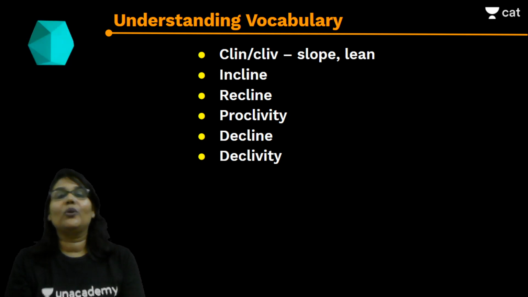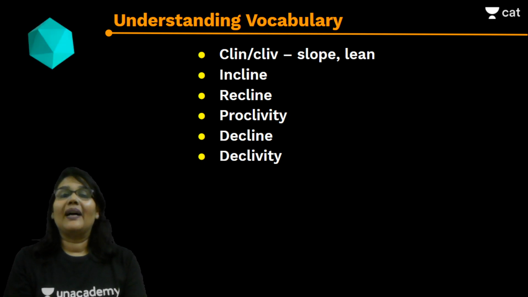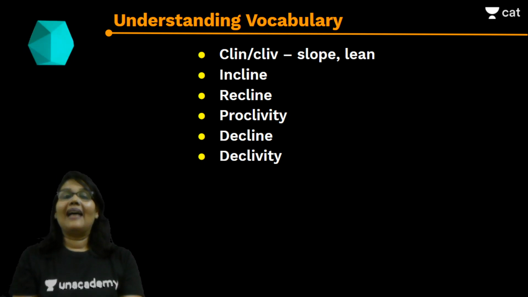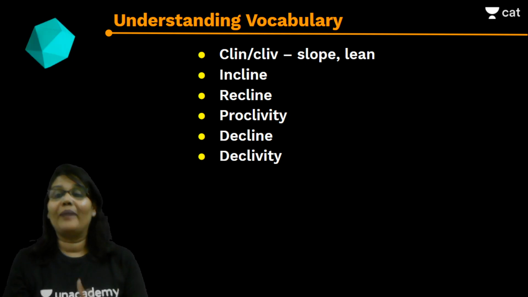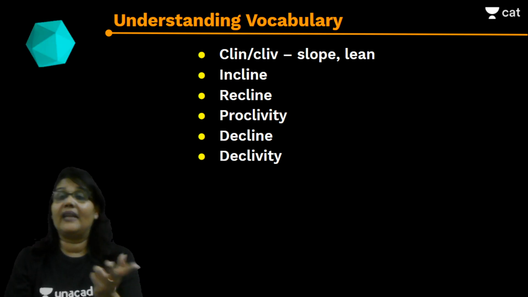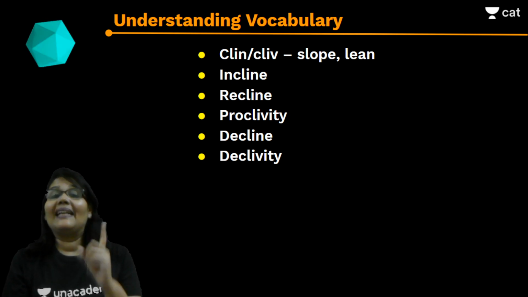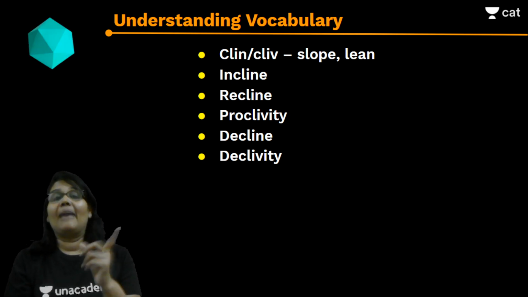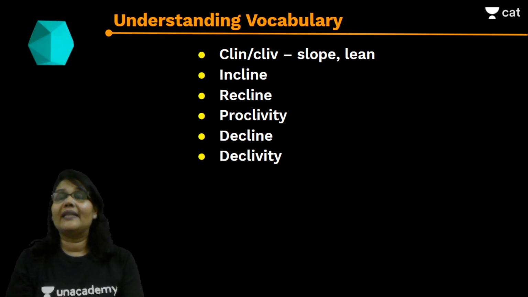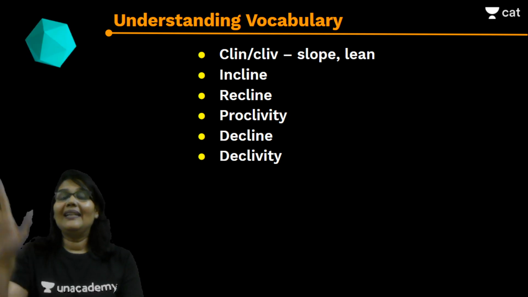So we have another root word, CLIN or CLIB, which means slope or lean. Right? First word, we have incline. Now guys, this incline can have two meanings. Certain words have more than one meaning. Sometimes there are three meanings also. So don't get confused. Okay. See, first, incline can be used like this: I can say that my house is located at an incline. Okay. That means on a slope.